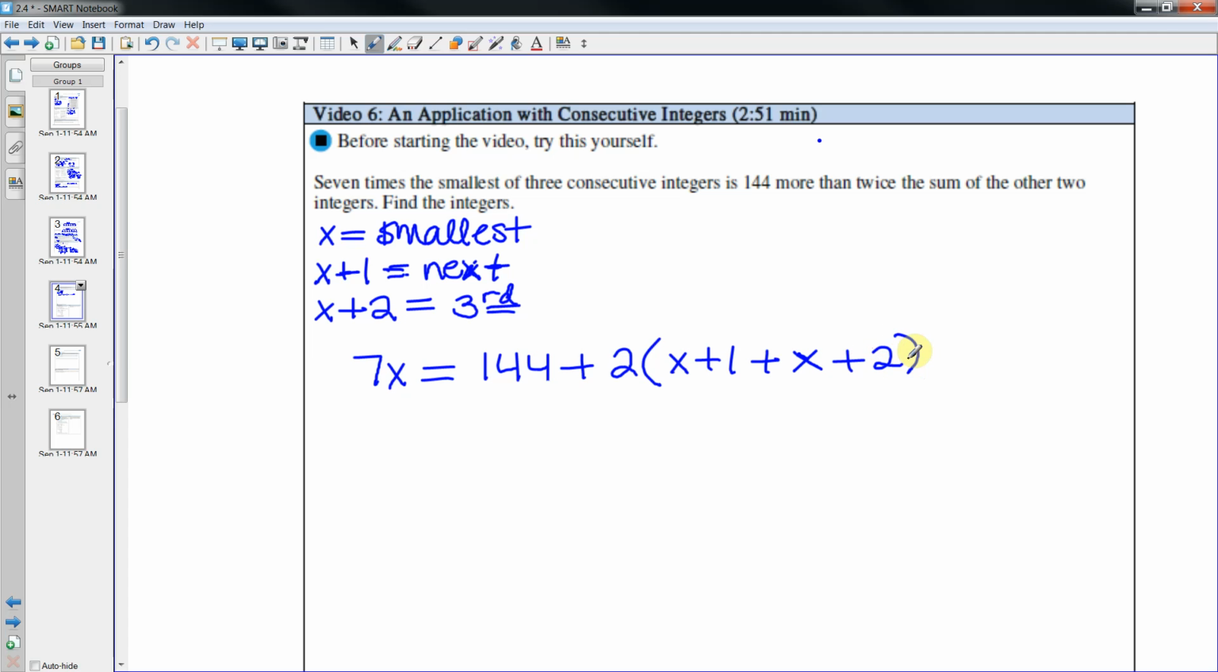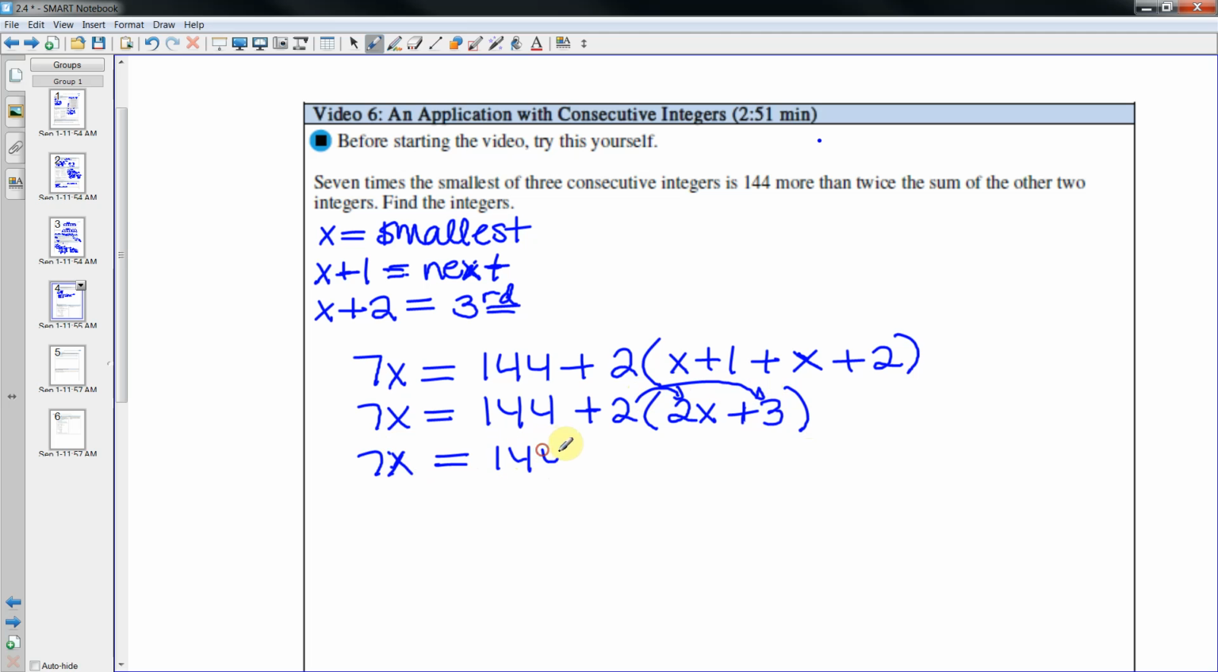So I've got a little bit of work to do on this one. I need to make that parentheses look a little bit nicer. Let's collect some like terms in that parentheses before I do anything with this 2 on the outside. x plus x would give me 2x. 1 plus 2 would give me plus 3. Now let's clear the parentheses. So 7x equals 144 plus 2 times 2x would be 4x. 2 times 3 would be 6.